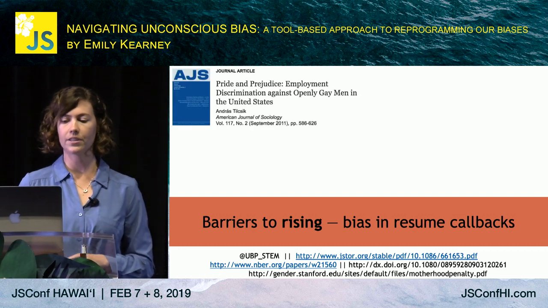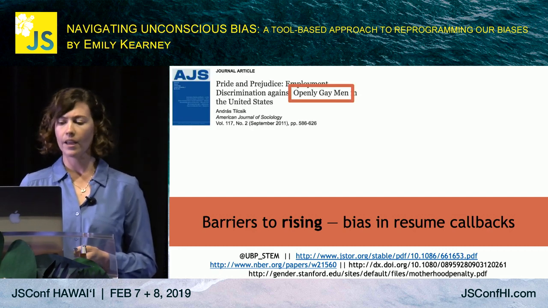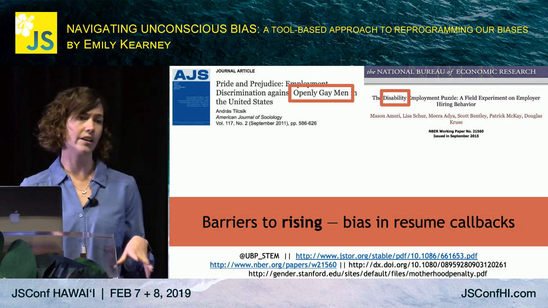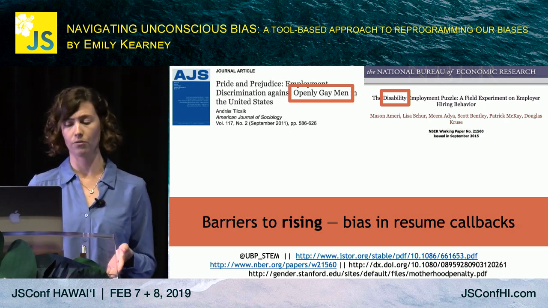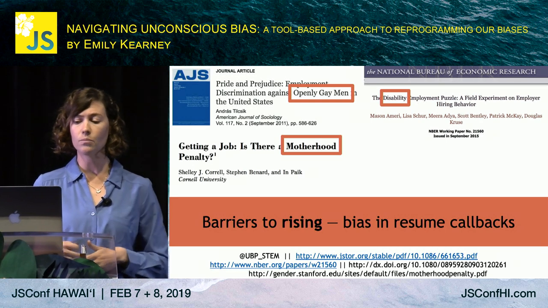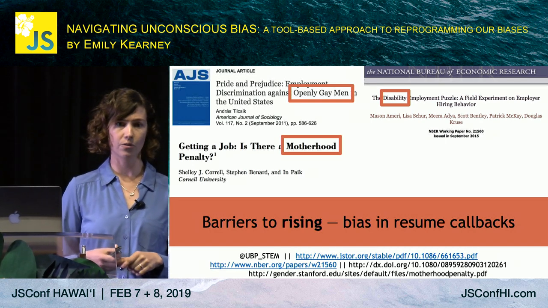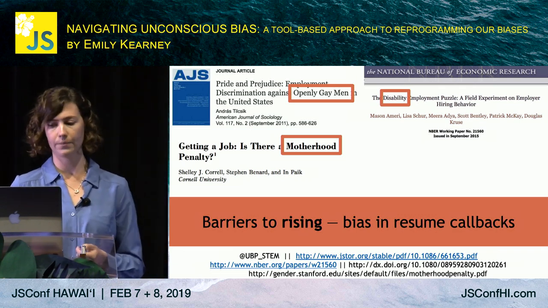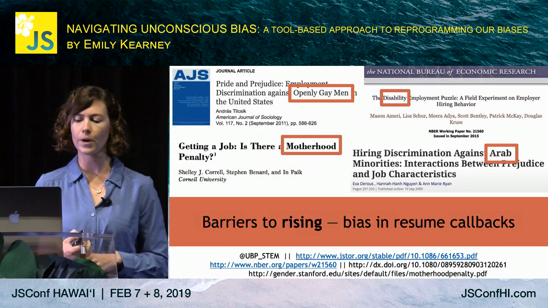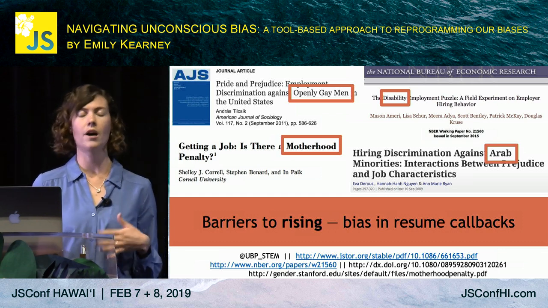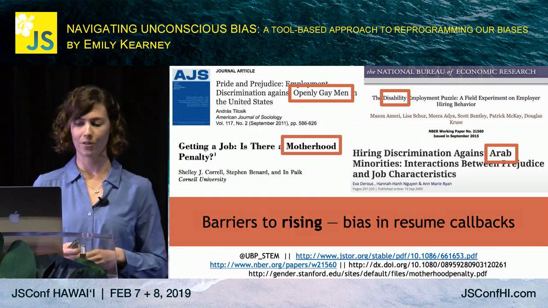So in the United States, there's bias against openly gay men and bias against people with disabilities, even when the disability would not have affected the person's ability to perform the job. In the United States and China, being a parent hurt job prospects for women, but it was actually the opposite for men. Being a father helped job prospects. And one last example, bias was found against people with Arabic-sounding names among both American and Dutch reviewers.